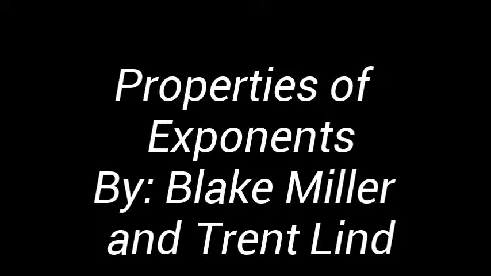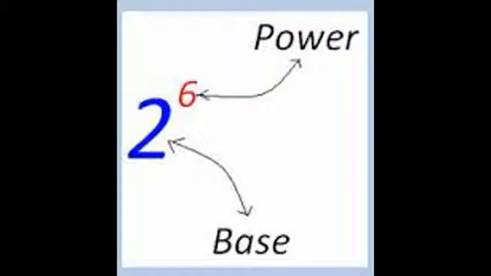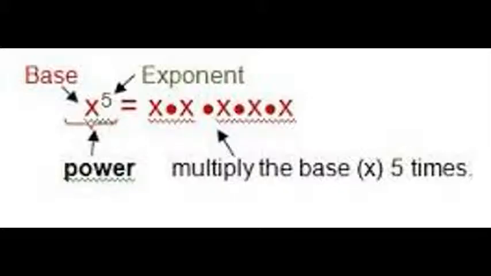Today we'll be teaching you about the properties of exponents and how to use them correctly. There are many rules to keep in mind while learning exponents. An exponent is a number that indicates how many times you should multiply a number by itself. For example, 2 to the third power really means 2 times 2 times 2, which equals 8.